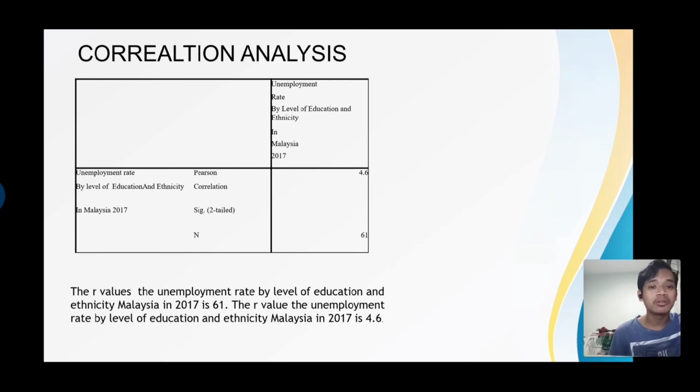This is a table, correlation analysis. The R value for the unemployment rate by level of education and ethnicity in Malaysia in 2017 is 61. The R value for the unemployment rate by level of education and ethnicity in Malaysia in 2017 is 4.6.